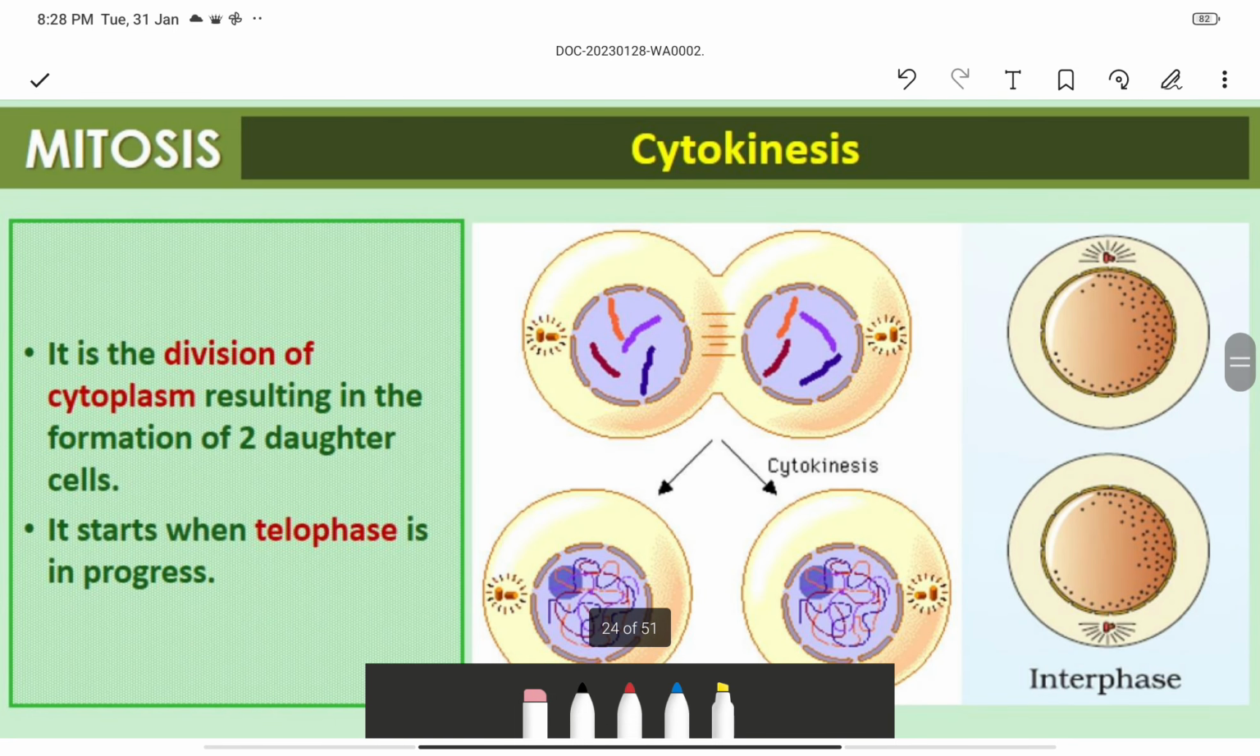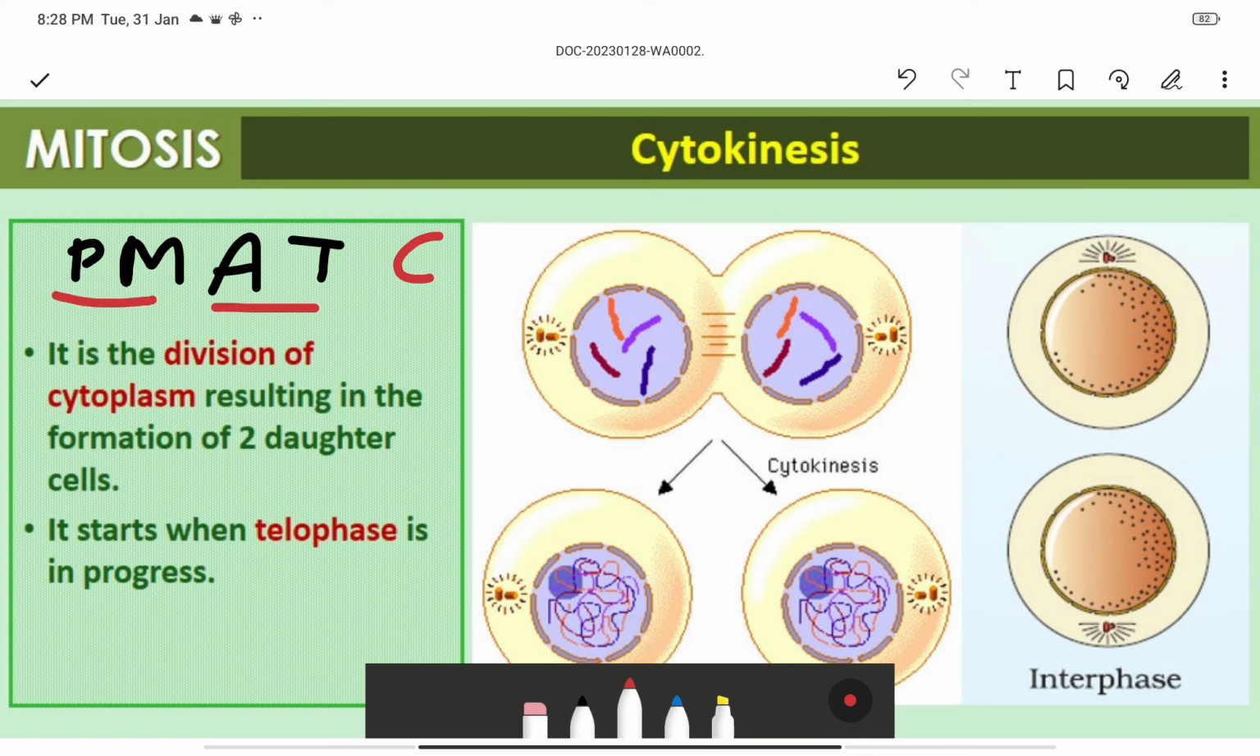And next, I told you what the subphases are in mitosis. First is prophase, metaphase, anaphase, telophase, followed by cytokinesis. I gave the code: PM at Chennai, Prime Minister at Chennai. This is the order, and the last one is cytokinesis. Cytokinesis is nothing but division of cytoplasm, resulting in the formation of two daughter cells. Previously, two daughter nuclei were formed, which is karyokinesis. Now cytokinesis means division of cytoplasm.